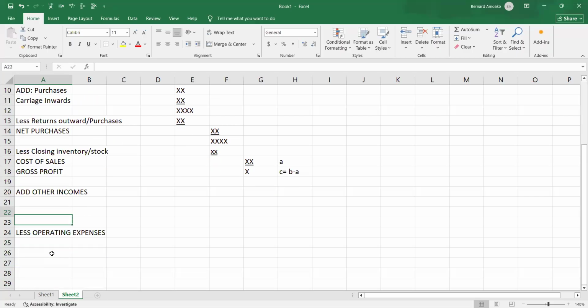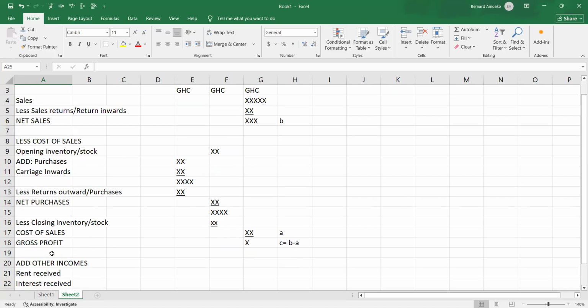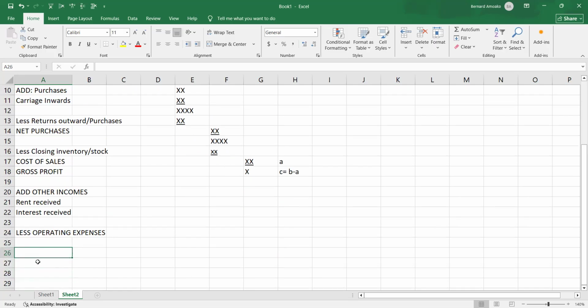You can have, so let me write some examples of other incomes. You have rent received, interest received, discount received. So all those that have received, the word is received, not receivable. Receivable is an asset, but received means that it has been received and is an income. Then operating expenses, you can have wages and salaries. That one is question specific. So know your expenses and know how to write them here. Once you are done lessening your operating expenses, you get your net profit.